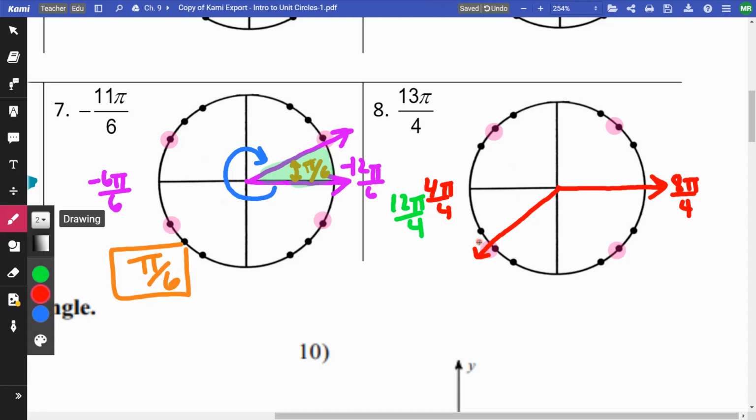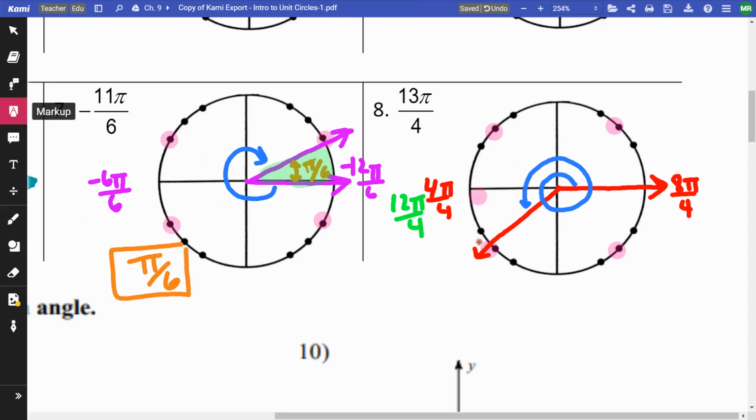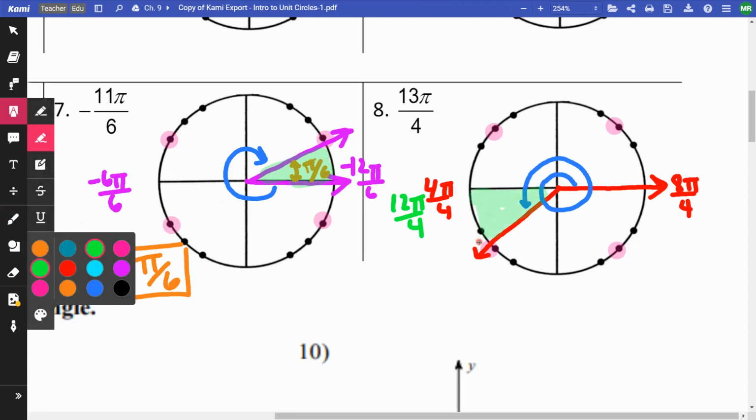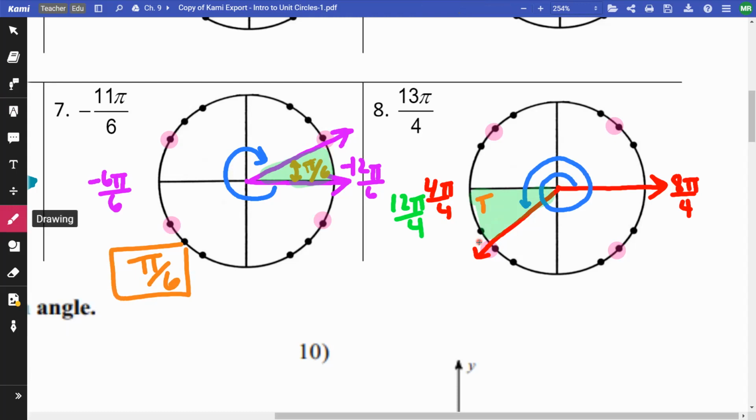Now, again, in terms of how I was moving, I really went all the way around and then to here. That's what happened. But what am I concerned with if it's a reference angle? How far off am I from the x-axis? Whether the x-axis is above me or below me, how far off? Well, since I'm dealing with fourths here, I am going to be pi over 4 off. That's my reference angle, pi over 4.